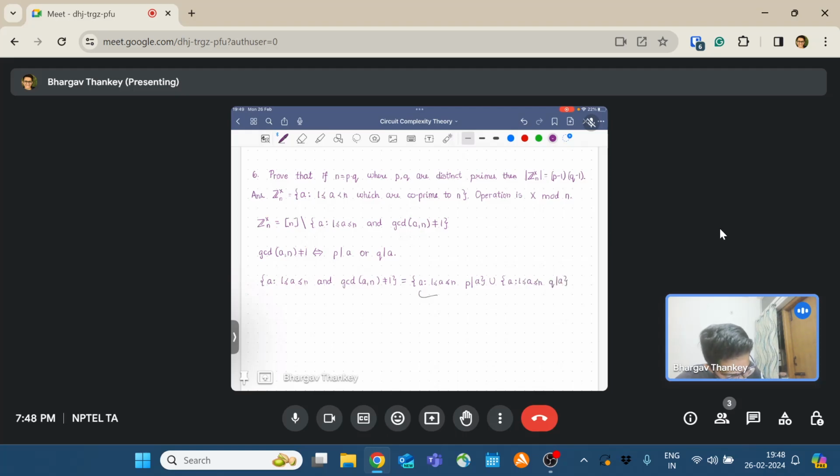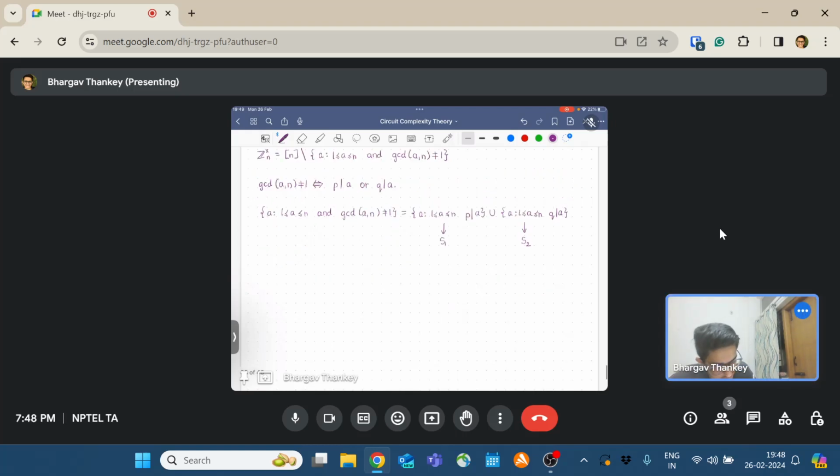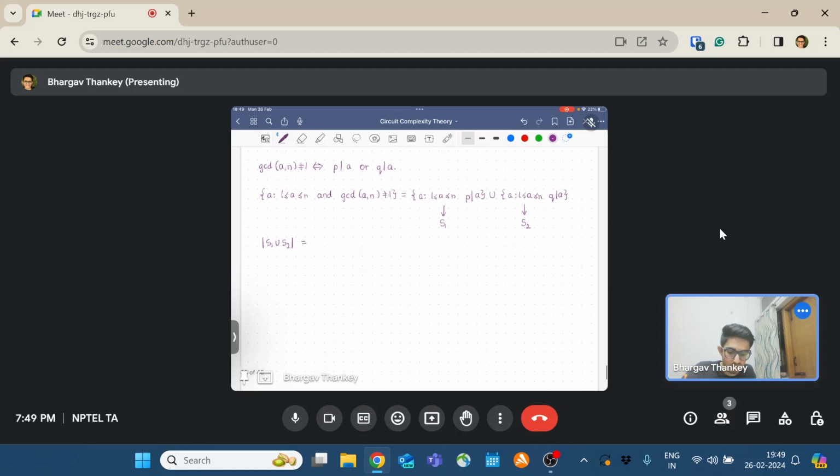Let me call this S1 and this S2. Yeah, so the set that we want to remove is the union of S1 and S2, right? Yes. And we want to find the size of that set. So we want to find S1 union S2, right? Yeah. So what is this size? What is the expression of this in terms of the size of S1 and S2?